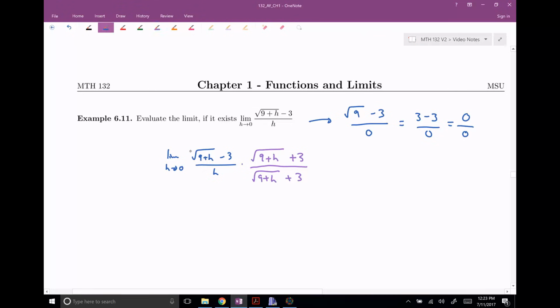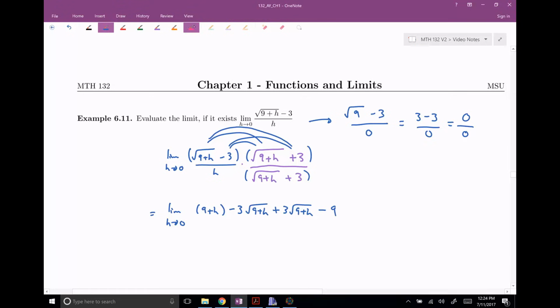Okay, and let me make sure, I'm going to include the parentheses here, which just remind me that I need to distribute this multiplication, right? I need to FOIL it out. So the limit as h goes to 0. And okay, so if I was to do my firsts, the square root and the square root should cancel out, and that would give me the 9 plus h. If I was to do inners, that would give me negative 3 root 9 plus h. Outers, that would give me plus 3 root 9 plus h. And lasts, negative 3 times positive 3 should be negative 9.